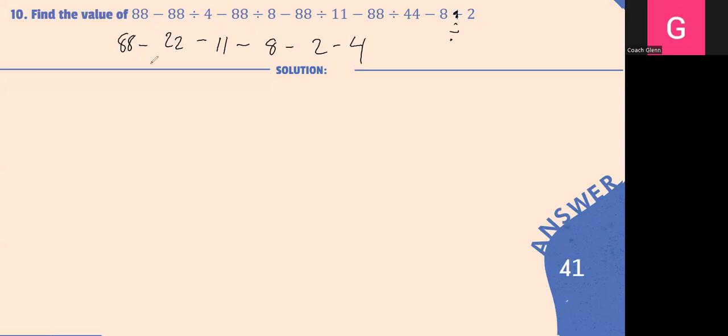Okay. So 88 minus 22. So that's equal to 66. Next, we have 66 minus 11. So that's equal to 55. 55 minus 8, that's equal to 43. Next, we have 43 minus 2.